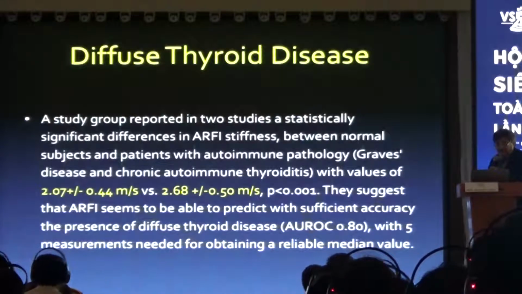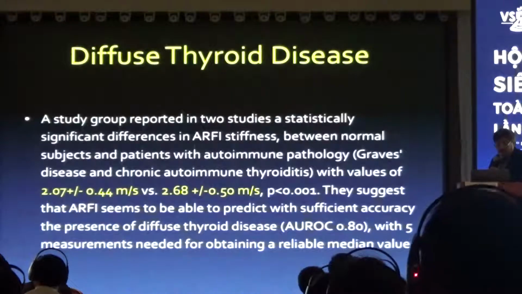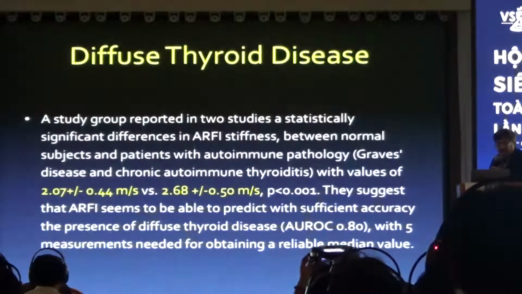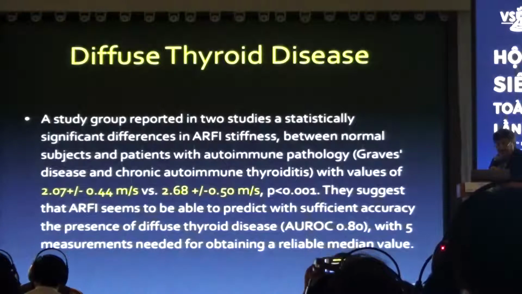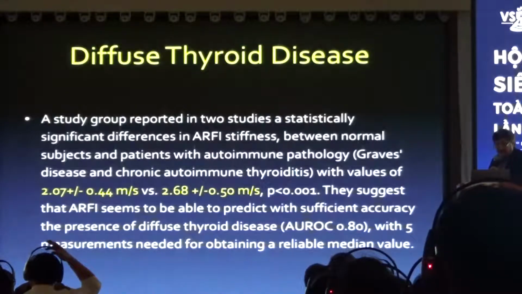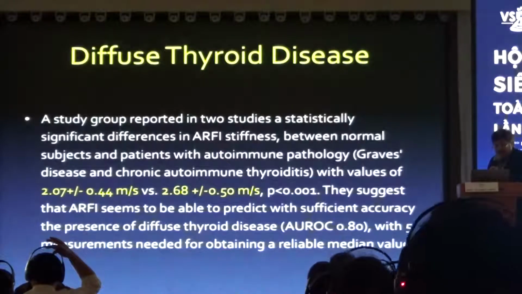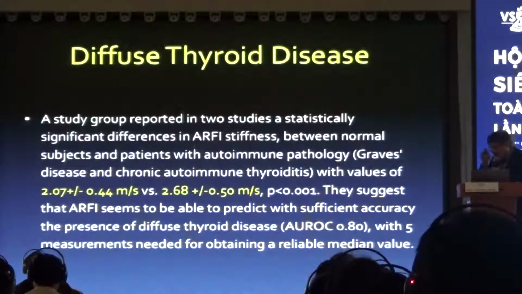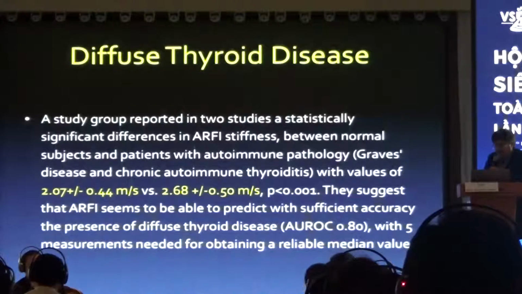In diffuse thyroid disease, a study group reported in two studies statistical differences in RFE stiffness between normal subjects and patients with autoimmune pathology, with values of 2.1 and 2.7 with a pretty good p-value. They suggest that RFE seems to be able to predict with sufficient accuracy the presence of diffuse thyroid disease with an area under the curve of 0.8, which is not great but okay. And they used 5 measurements to obtain a median to do that.